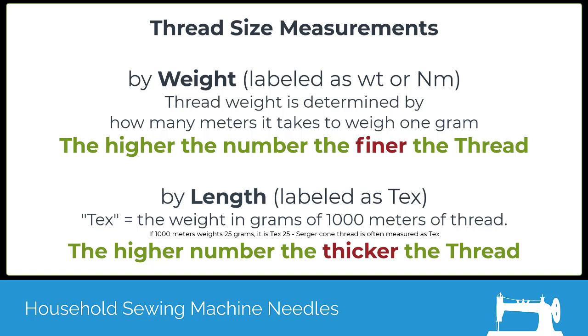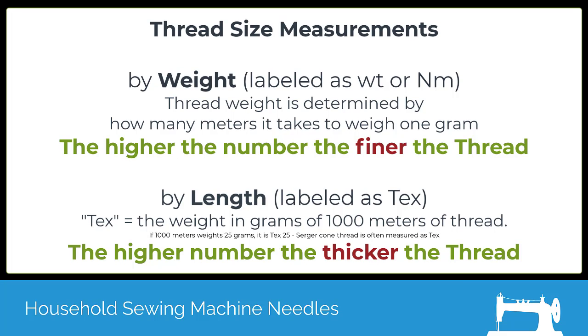Because thread weight helps determine needle size, here is a quick explanation of thread weight. Thread measurements. Thread generally is measured by weight, although it can also be measured by length, but most commonly by weight. The thread weight is determined by how many meters it takes to weigh 1 gram. The higher the number, the finer the thread. Here's an example for you. Standard embroidery thread, which is fairly fine, is a 40 weight. That means it's 40 meters to weigh 1 gram.